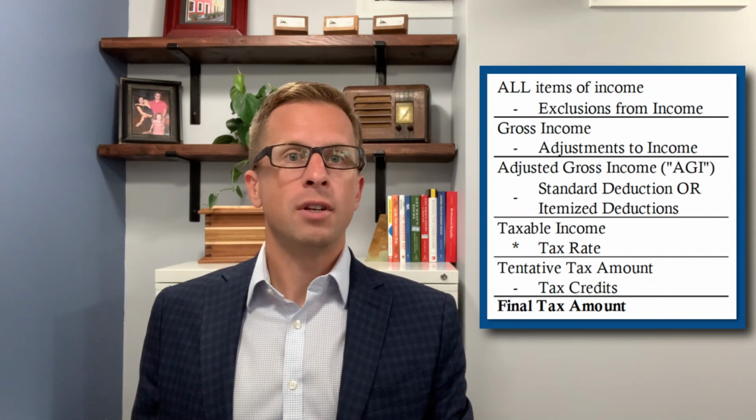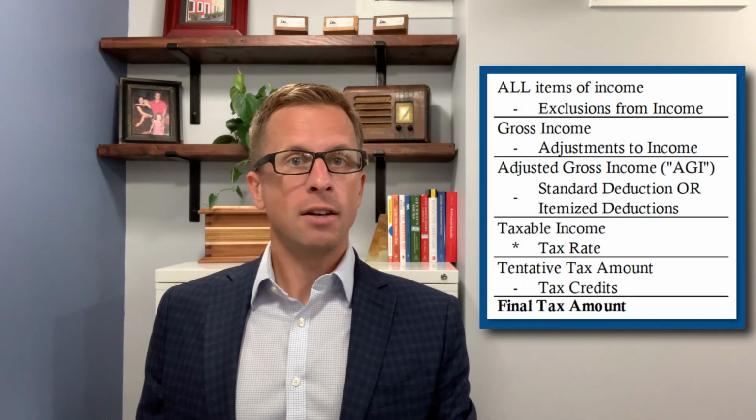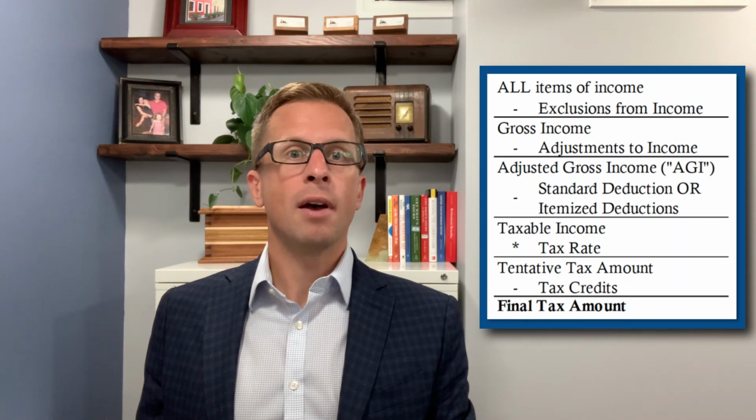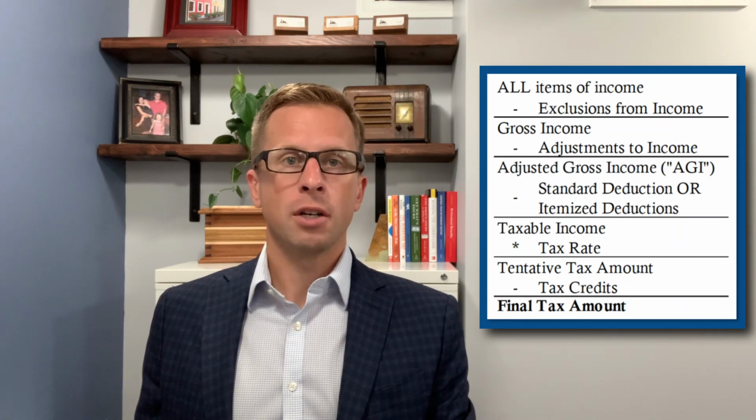The IRS lets you deduct from your AGI the greater of a standard deduction or the sum of all your eligible itemized deductions. You can't deduct both the standard deduction and itemized deductions, only the larger of the two. Let's start with the standard deduction.